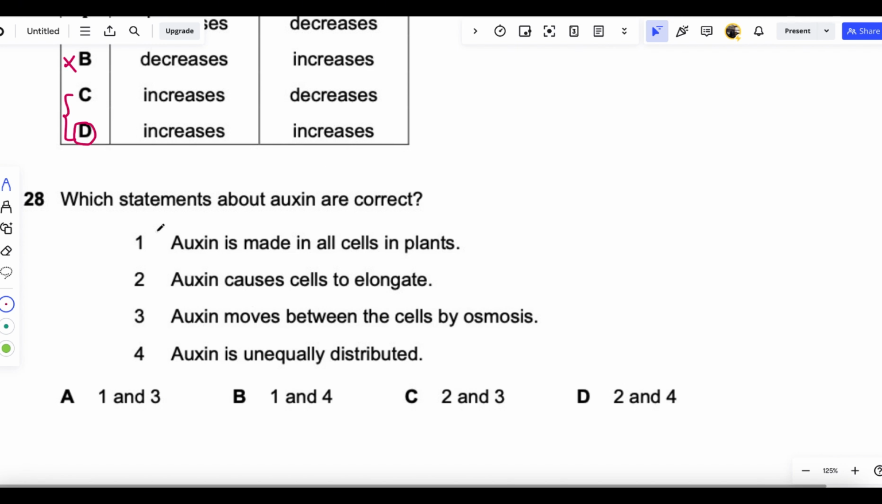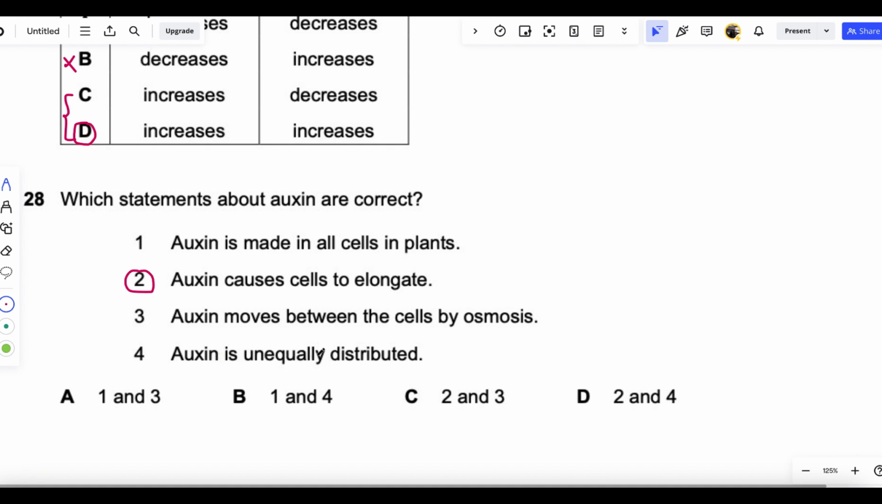Now we go to question 28. Which statement about auxin is correct? Auxin is made in all cells in the plant. No, auxin is not made in all cells. Auxin causes cells to elongate. Yes, because it makes the shoot grow towards light or the root grow towards the water. It's a plant hormone that causes the cell to elongate. Auxin moves between the cells by osmosis. No.